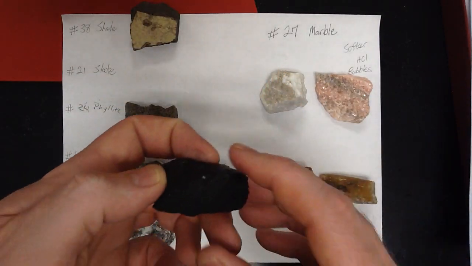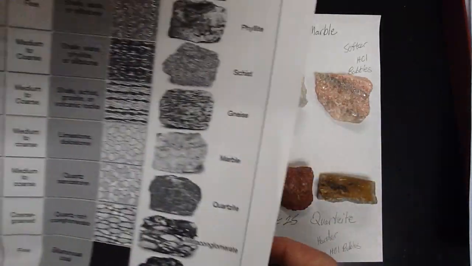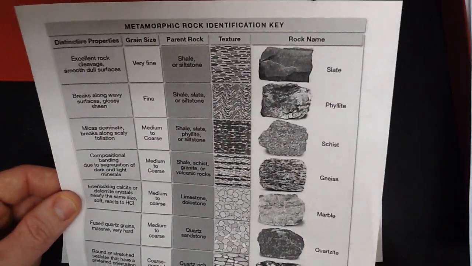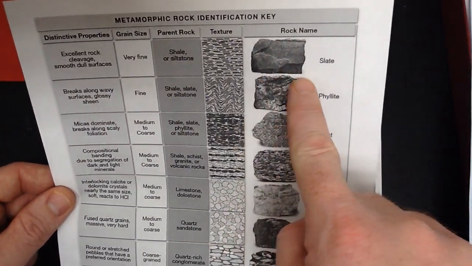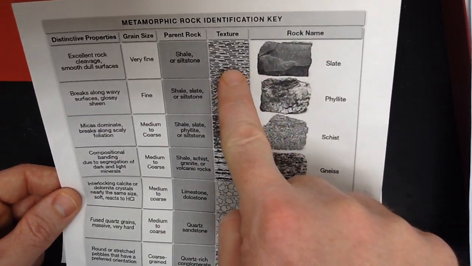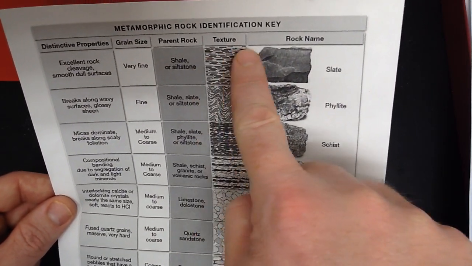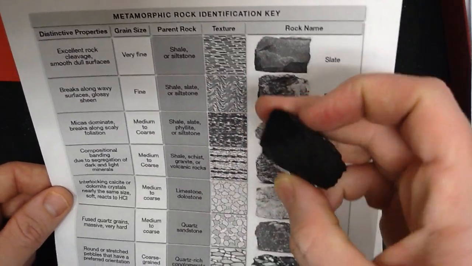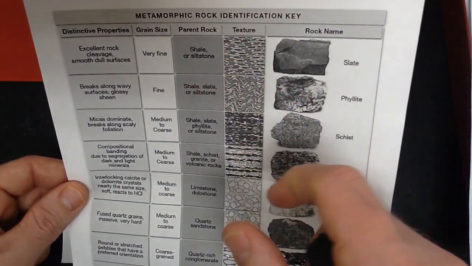This is the lowest grade metamorphic rock. If we look at the metamorphic rock identification sheet, slate is right up top. You can see that the minerals have all aligned in a flat plane, which is what gives it those layers that we just saw.